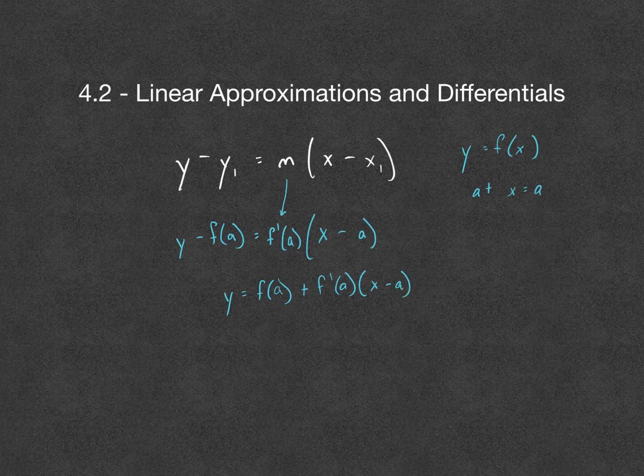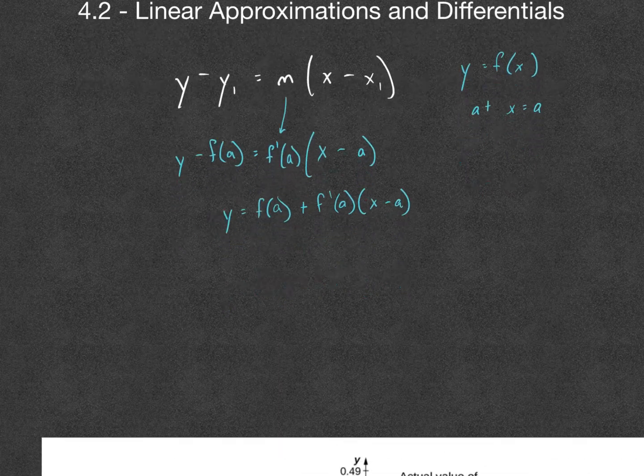All that is the point slope formula that you've used throughout chapter 3, but written in a specific notation that we're going to use in section 4.2 for linear approximations. And what we'll do essentially is we're going to travel a little bit away from the point a and use this tangent line to approximate the y coordinate at points close to a.